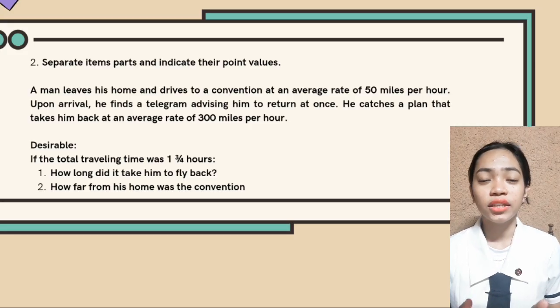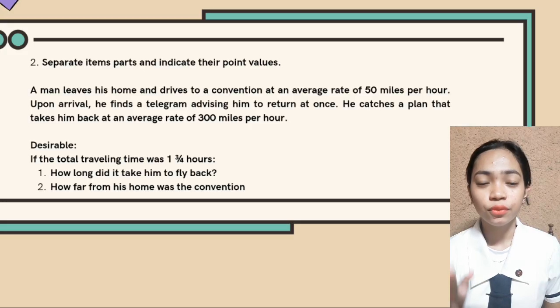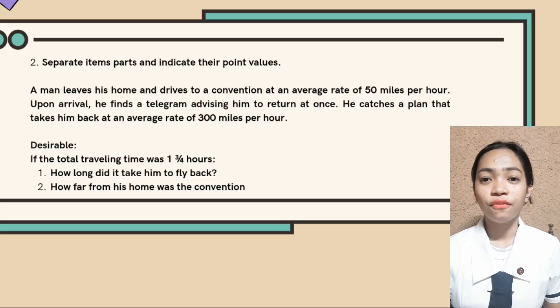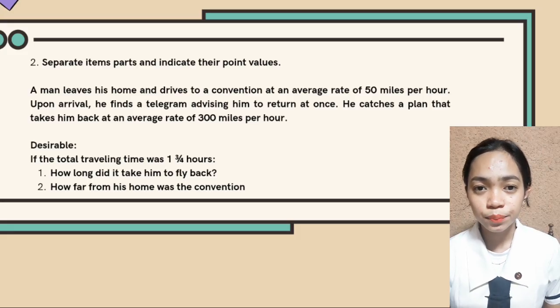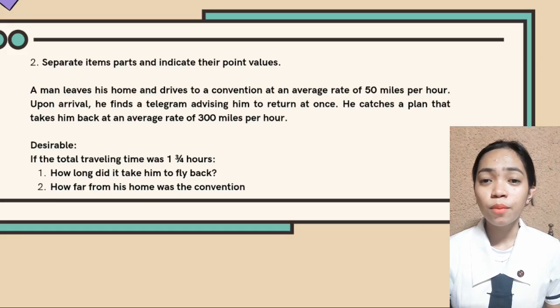And finally, to find the distance, we multiply the driving time by the driving speed. 50 times 1.5 equals 75 miles. So the convention was 75 miles from his home. So the final desirable answers are: the time to fly back is 0.25 hours, equal to 15 minutes, and the distance from home is 75 miles.